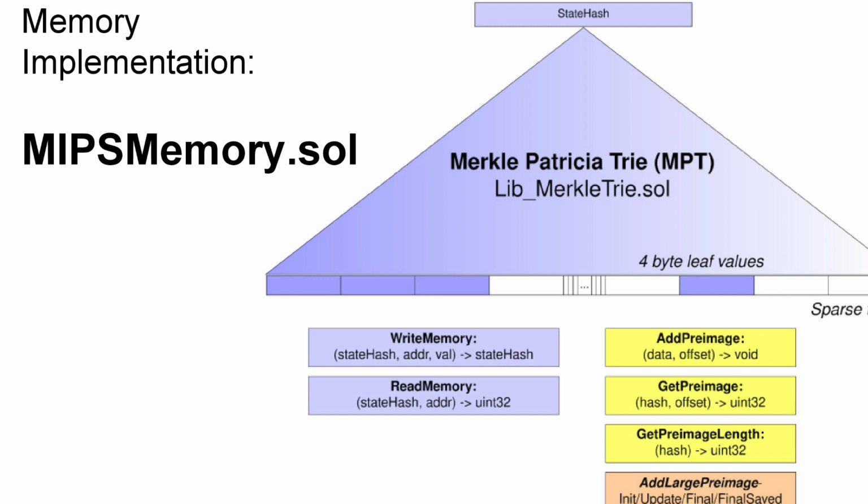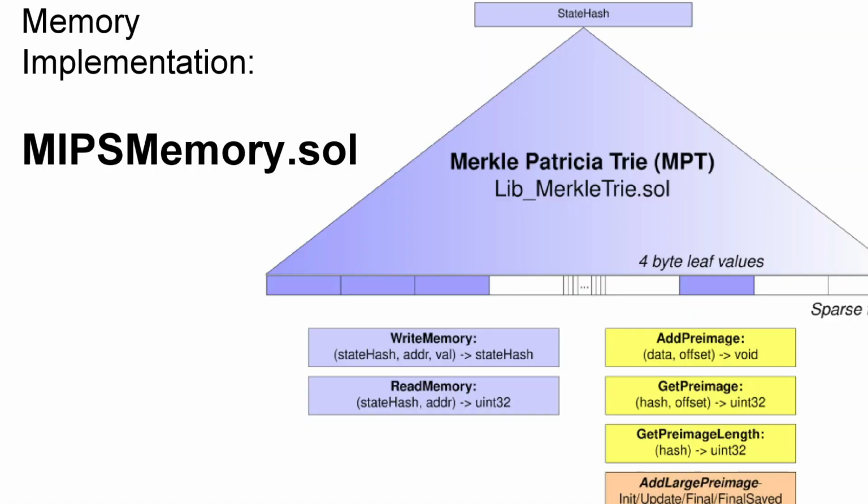But yeah, this is the current state of Canon. Okay, so having this Merkle-Patricia trie off-chain also means that we have to do these proofs on-chain to access our data. Now, this is the interface that mipsmemory.sol exposes. So we have generic functions for writing and reading memory.